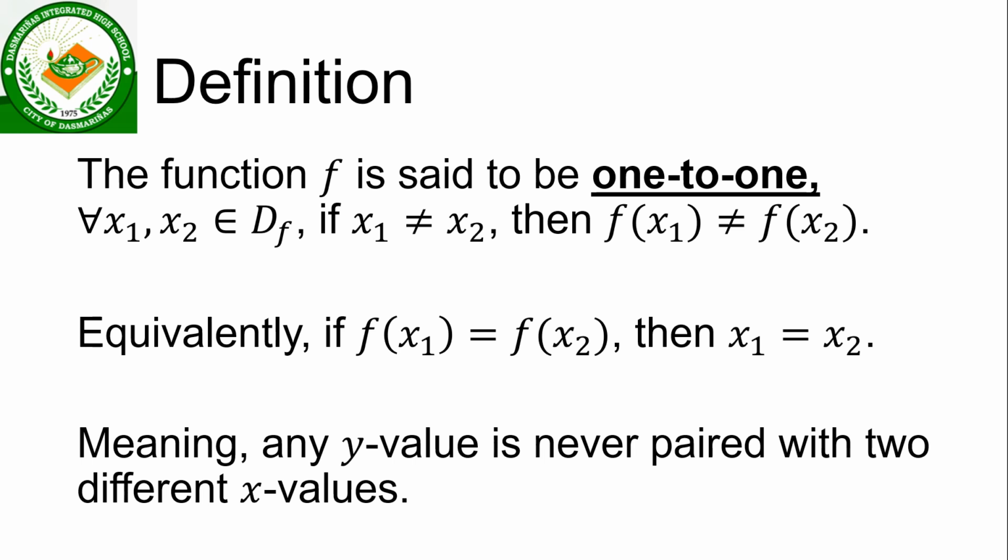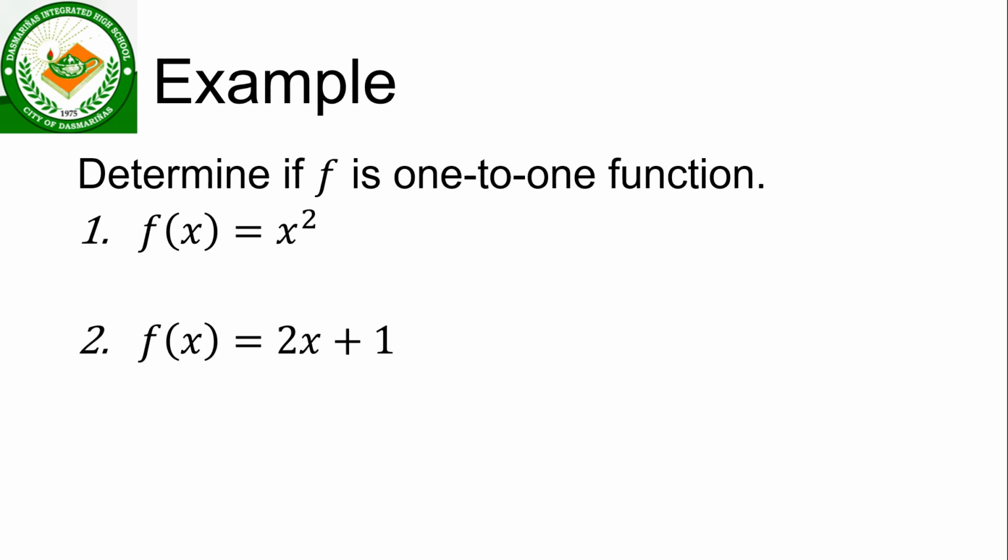Now, to give you some examples, let us determine if f is a one-to-one function. For the first one, we have f of x equals x squared. In looking at this, I may say that this is not a one-to-one function. Later, we are going to prove that. And for number 2, this one is a one-to-one function. We'll also prove this. f of x equals 2x plus 1.